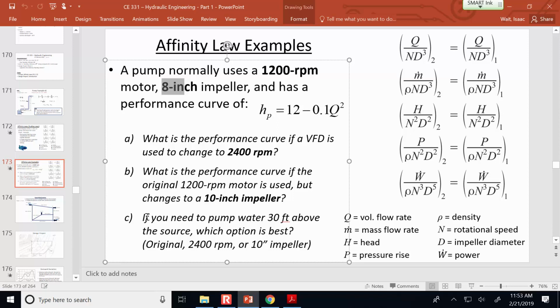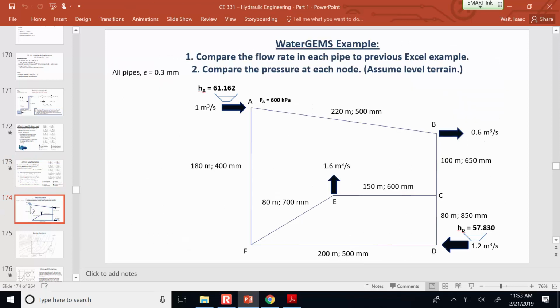Okay, so those are the affinity laws. The next note in the slides, I'm going to come back to at a later date. This is to reintroduce the idea of Watergems, which you had just the briefest exposure to in the fluid mechanics course, but you're going to be using Watergems in the project for the second phase, not for the first phase.